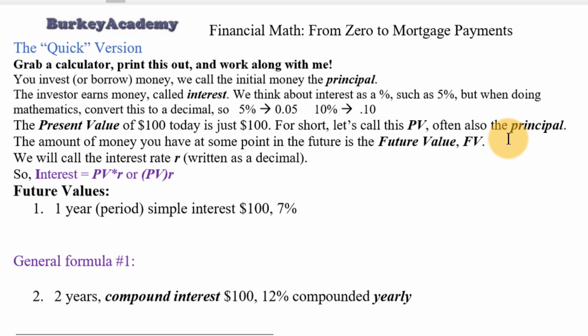Sometimes we'll also think of a present value as being the principal, like we were talking about above. So if I'm investing money today, then that money I'm investing you can think about as the principal. It's also the present value. If I invest money and wait some amount of time and that money grows in an investment, we call that the future value, and in formulas we'll represent this by FV.